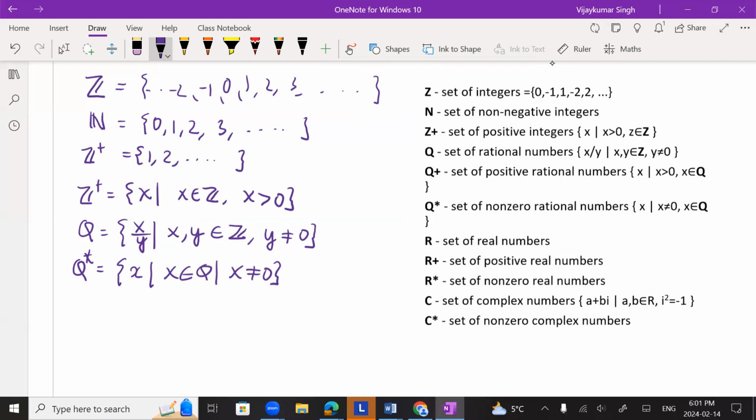And then we have R to be the set of real numbers. R star is the set of non-zero real numbers. C is the set of complex numbers, and C star is the set of non-zero complex numbers. But as I said, for our purposes, mostly we will restrict ourselves to talking about Z plus, or maybe we'll go to Q, but nothing more than that. Because we want to do some discrete math, and discrete math does not work well with R.